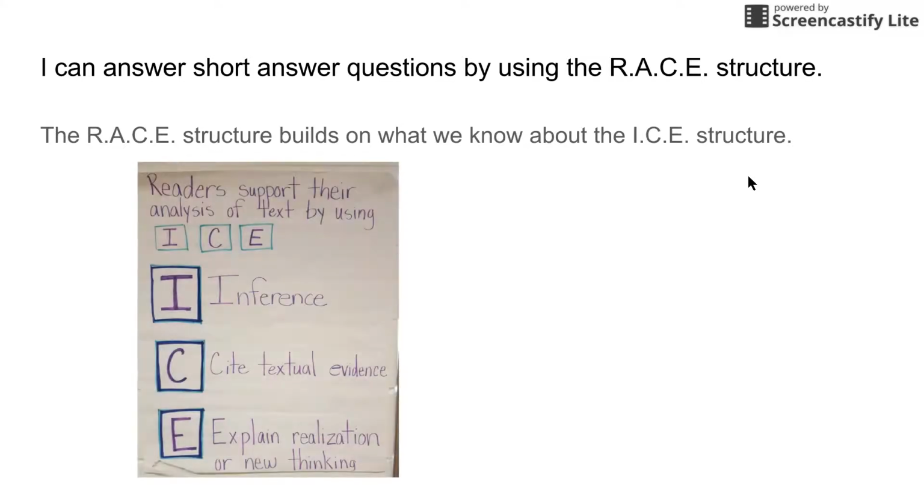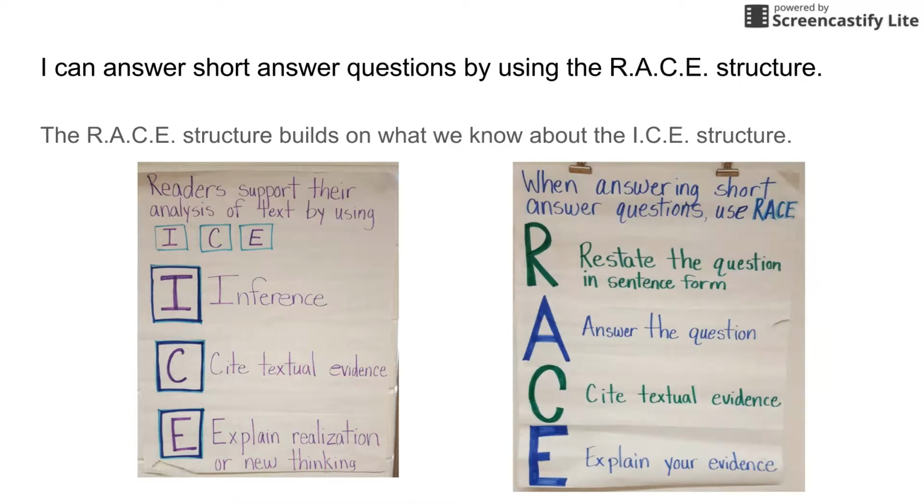So for fiction text, we were supporting analysis of text by using ICE. I equals inference, C equals cite textual evidence, E equals explain realization or new thinking. RACE, when answering short answer questions, use RACE. You can use this for fiction or nonfiction.